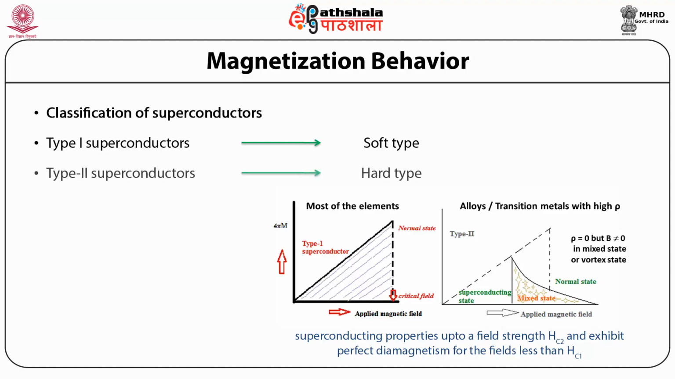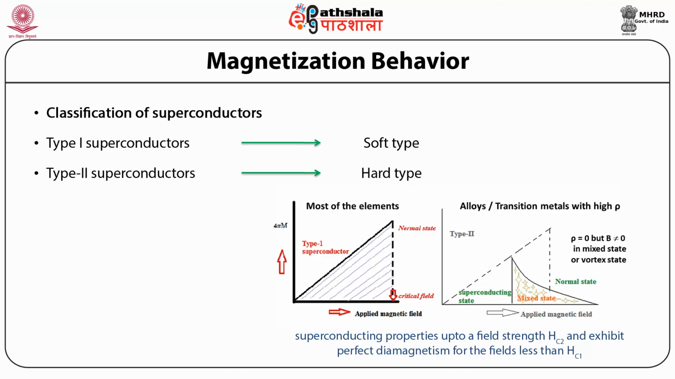Below it, in the superconducting state, 4πMs increases linearly as we increase the magnetic field, so in type 1 superconductor there is a linear relation. An abrupt fall in the magnetization with increase in the magnetic field is clearly visible as we move from the normal state to the superconducting state.